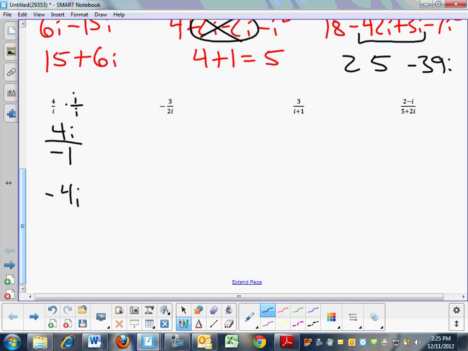I can do the same thing with the other one. I can multiply top and bottom by I. 2i times I. Negative 2. Negative 3 times I. Negative 3i. Negatives cancel. 3 over 2i.